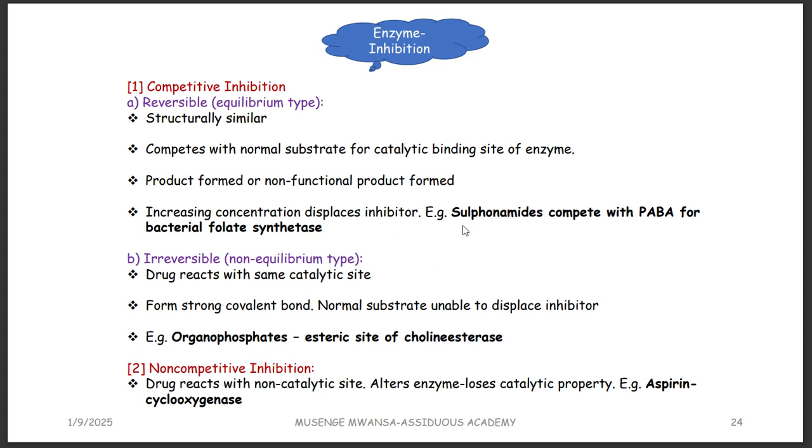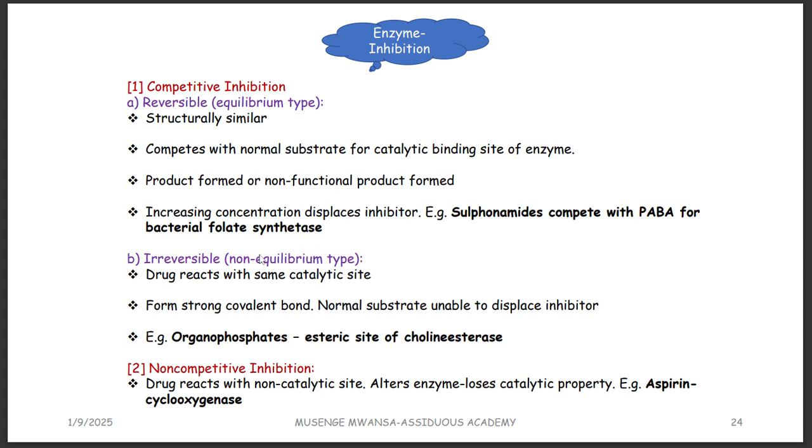And then please take note of this, it's a very simple example, but it can come. Sulfonamides, right? This is a drug. It competes with PABA for folate synthetase. Folate synthetase is the enzyme that makes folic acid. Folic acid is necessary for the cell to make DNA and RNA. So what happens is that this folate synthetase can be inhibited by drugs like PABA, and sulfonamides are drugs that you can give to compete with the PABA.